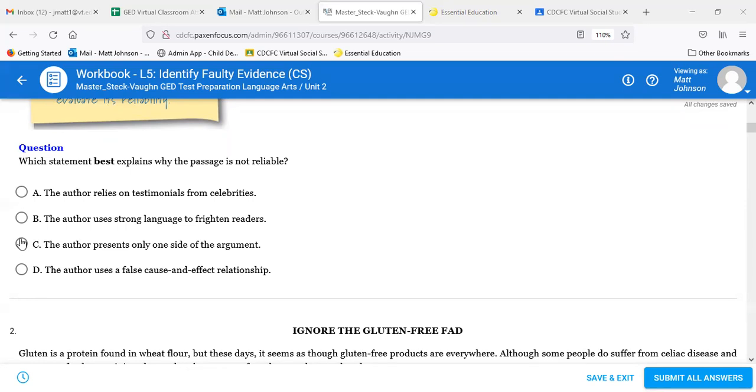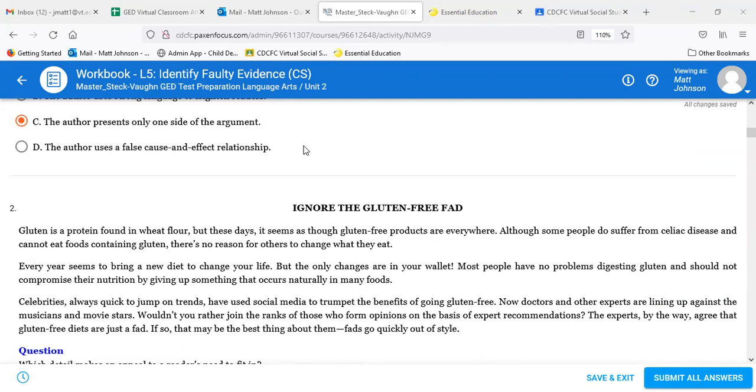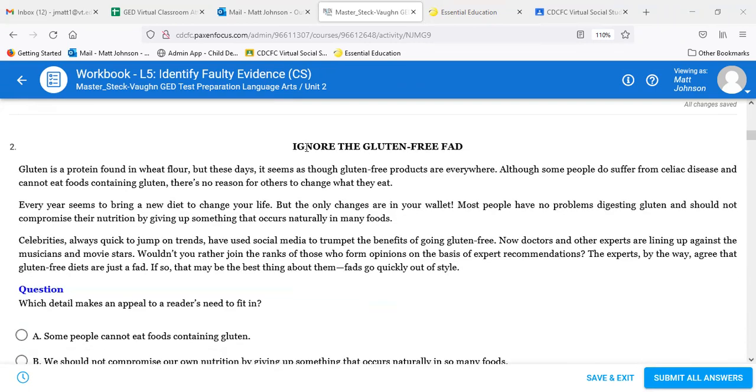C. Yeah, it's just saying there's no evidence to support that gluten-free is the way to go. Not really picking out any of the potential benefits or really refuting it. It's very vague and it's one-sided. So C for number 1.